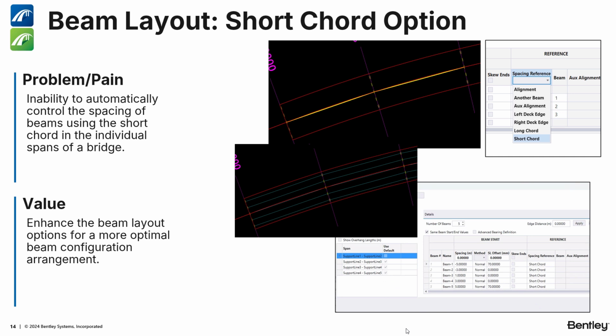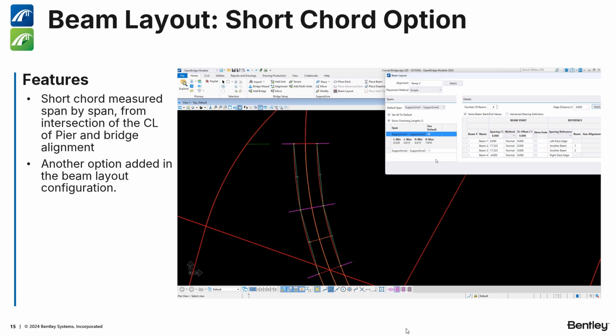For the beam layout, we added the option to specify the beam spacing based on the short chord option. Now this short chord is computed span by span. Before, the long chord was just the whole extent of the curve along the bridge, but now we segment that curve across the spans. As you can see, the short chord is measured span by span from the intersection of the center line of the pier and the bridge alignment. That's another option as a spacing reference on the beam layout definition.